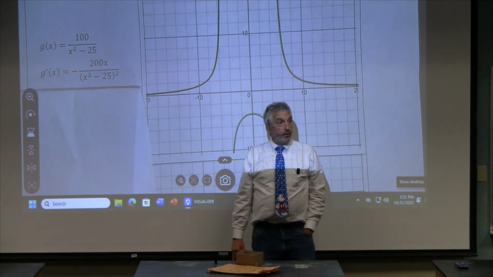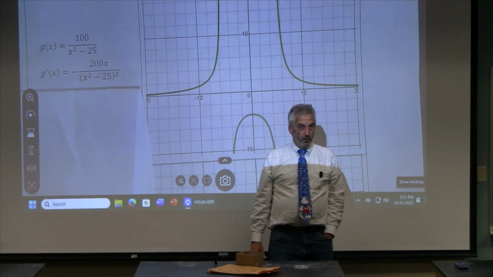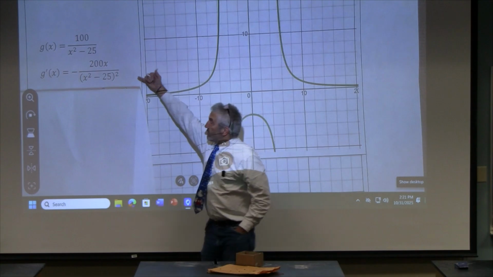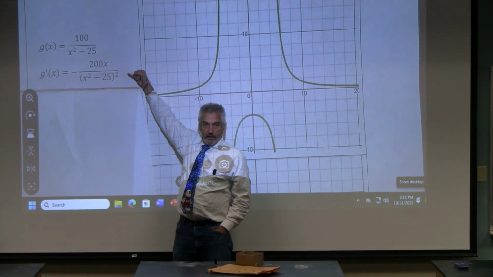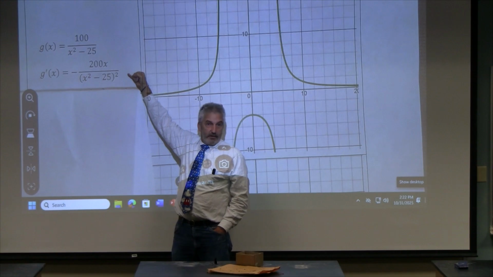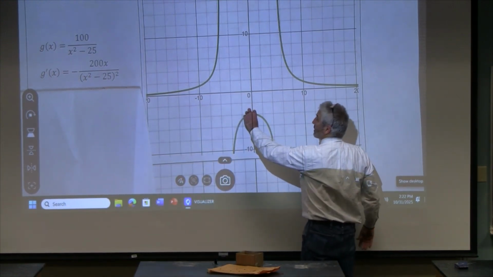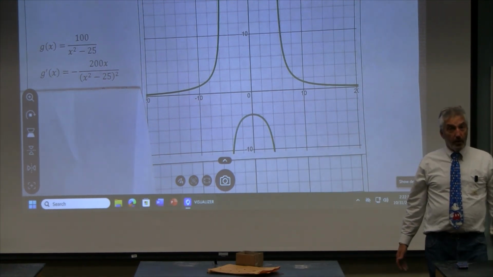When is g prime equal to 0? Brendan, you raised your hand, sort of. When is this equal to 0? Look at the numerator. When is that? When x is 0. Sure enough, when x is 0, there is a horizontal tangent line. That's the only horizontal tangent line on the whole graph.